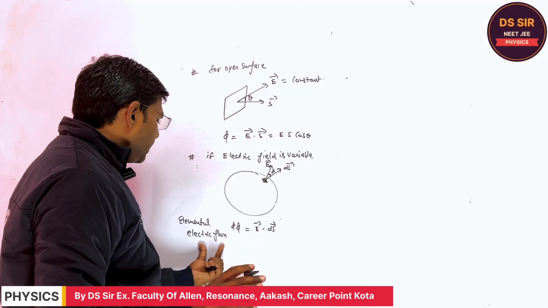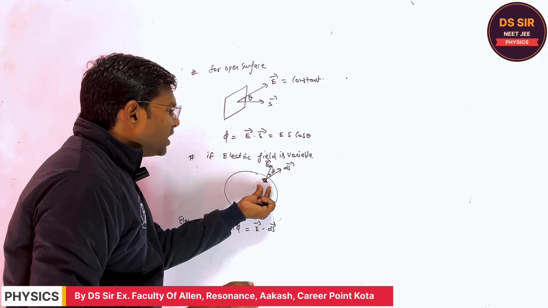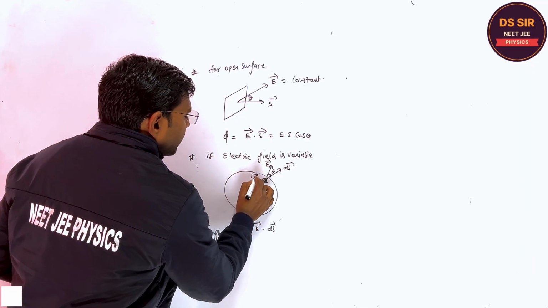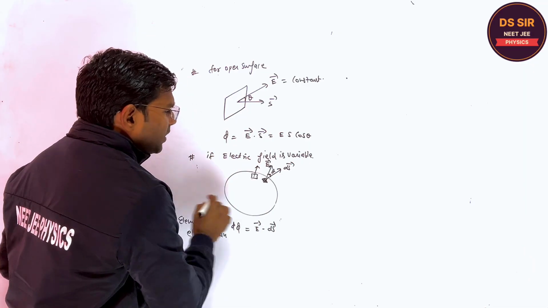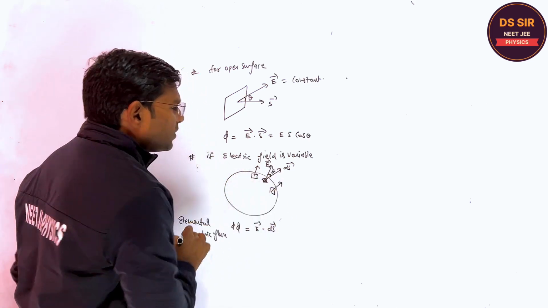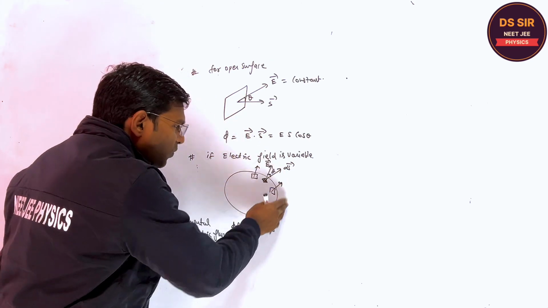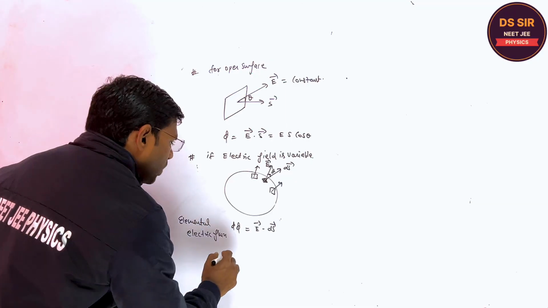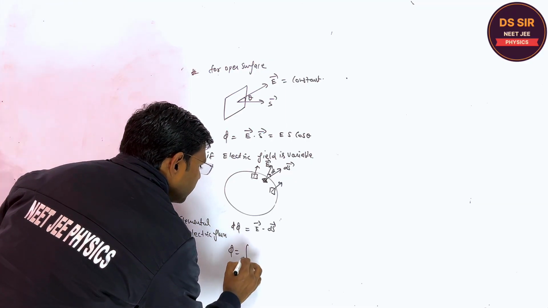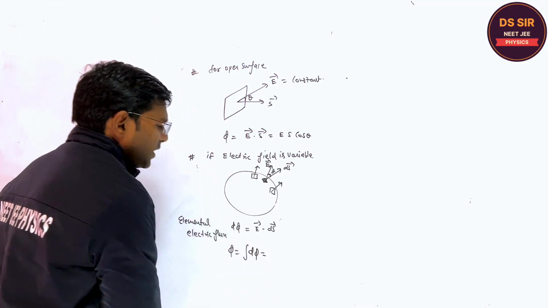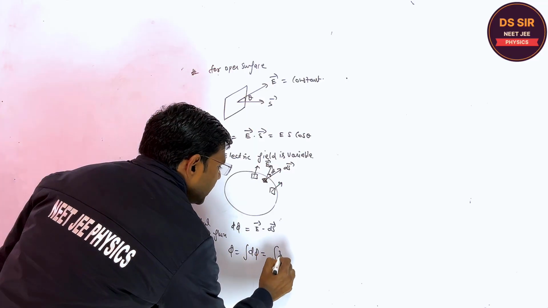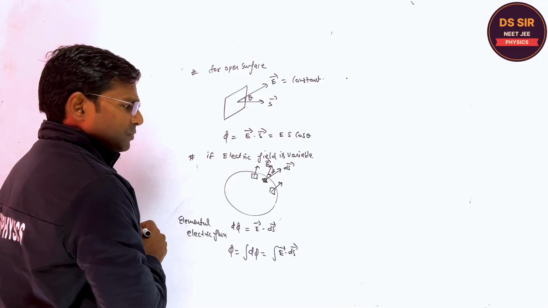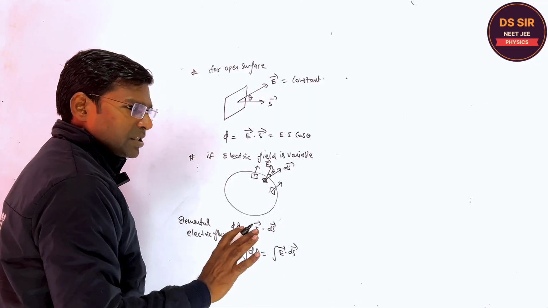This is the elemental electric flux linked with this elemental area, because everywhere if you consider here the electric field is different, here the electric field is different. So if you want to find the net flux linked with this surface, what you have to do? Total flux will be found with the help of integration, that is integration of E dot ds. Is it clear or not?